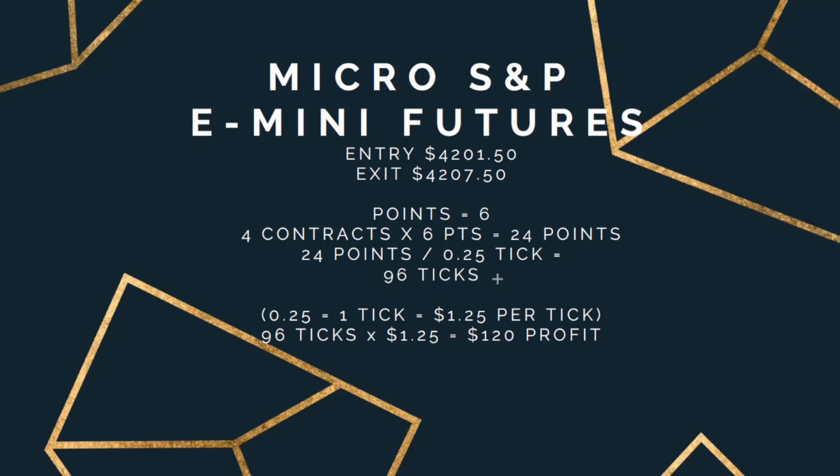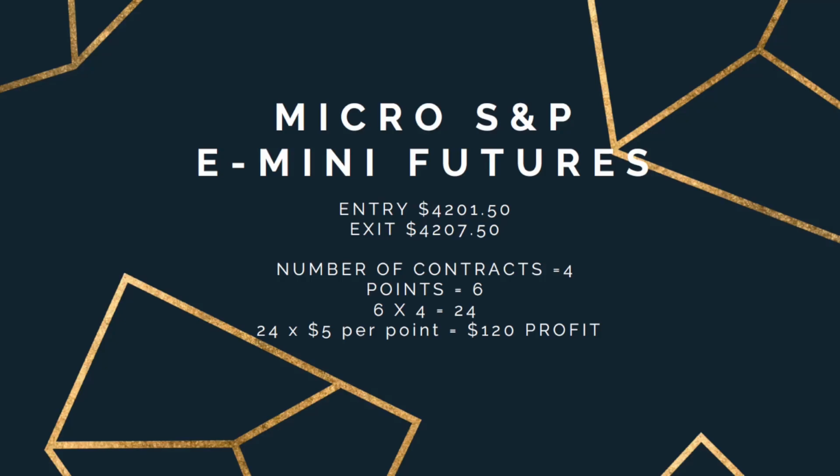And the way I figure it out, because ticks sometimes confuse me, I can't keep it straight in my head, I just simply go by points, and I take the number of contracts times the number of points. So 4 contracts times 6 points in my favor equals 24. 24 times $5 a point equals $120 profit. And that's a little tutorial on how micro E-minis work. I hope that was helpful.